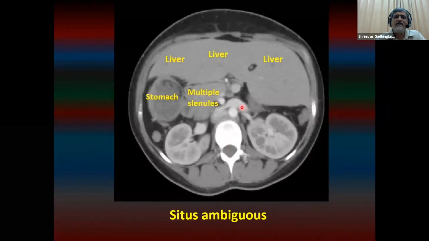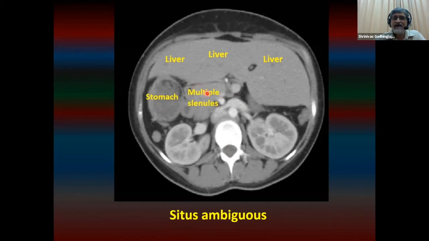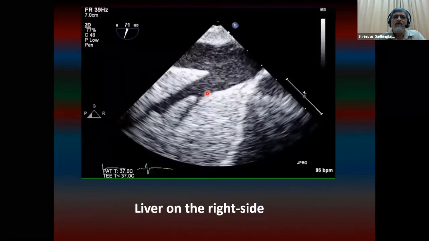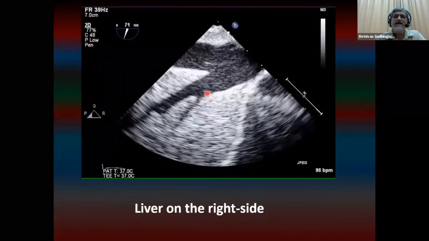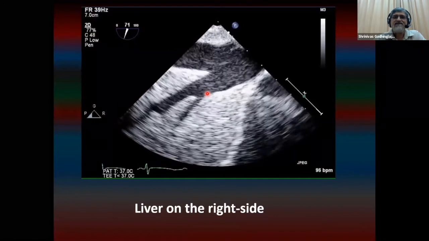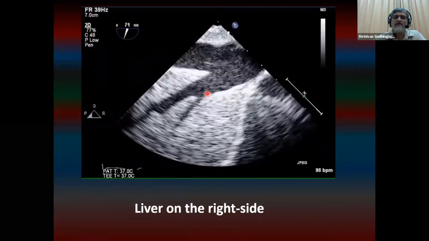This is an example of a CT scan of the abdomen. You can see the liver in the midline as well as on the right and left side. The stomach is on the right side, and there are multiple spleenules. That is, polysplenia is there in this condition. So the anatomy is ambiguous. On the transesophageal echo, you can see the liver on the right side. This is a very important examination of the thoraco-abdominal situs.